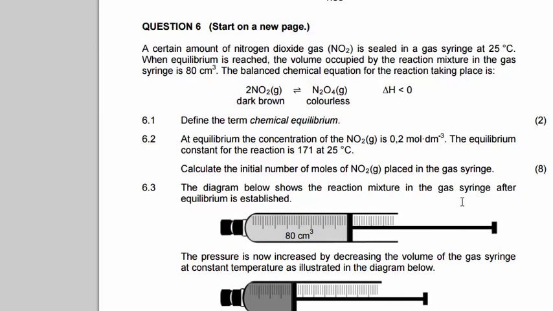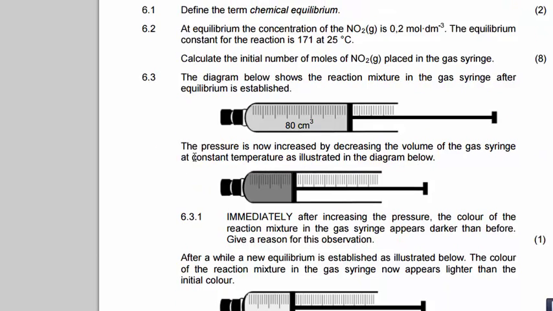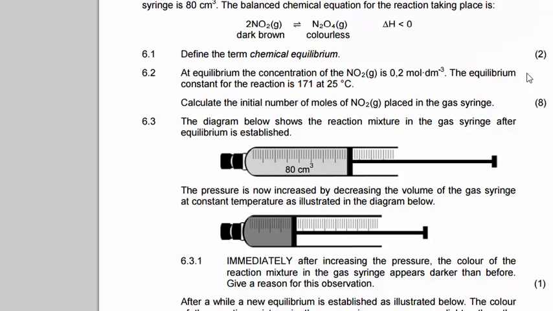Okay. Diagram: a mixture in the syringe after equilibrium is established. So here's the equilibrium at 80 cubic centimeters. The pressure is now increased by decreasing the volume. So now they push down on this, at a constant temperature as illustrated in the diagram. Immediately after increasing the pressure, the color of the reaction mixture in the gas syringe appears darker than before. Give a reason for this observation.